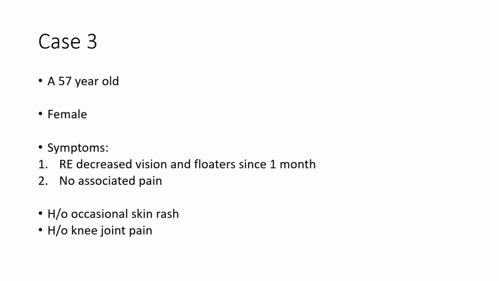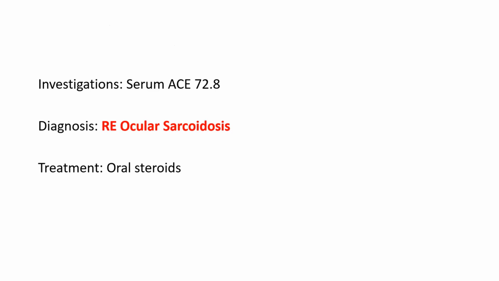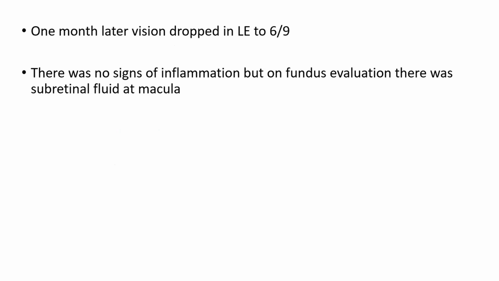The third case is of a 57-year-old female who presented with right eye decreased vision and floaters since 1 month. She gave a history of occasional knee joint pain and skin rash. As you can see, she had snowballs in her vitreous, and she had granulomatous keratic precipitates on the endothelium on anterior segment examination. So we diagnosed her as a case of ocular sarcoidosis and treated with oral steroids. However, after treating with oral steroids, the vision decreased in her other eye.